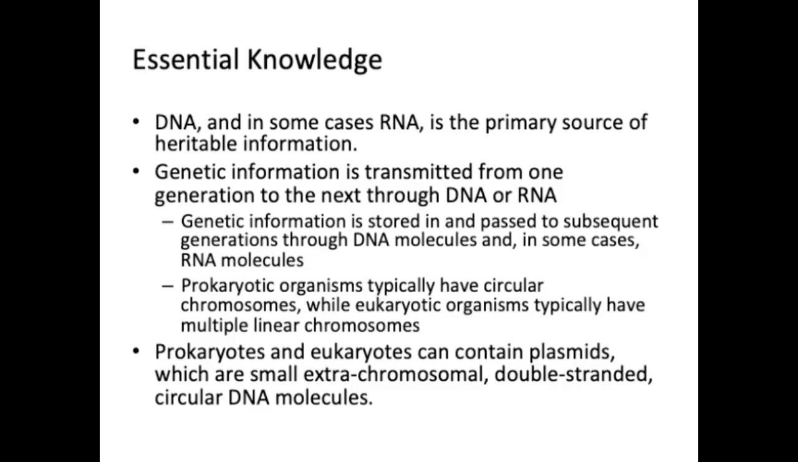And then we're going to talk a little bit specifically about prokaryotic organisms, which have circular chromosomes, and eukaryotic organisms, which have multiple linear chromosomes. And then prokaryotes and eukaryotes can contain plasmids, which are small extrachromosomal double-stranded circular DNA molecules. So those are the essential knowledge pieces that we're going to gain as we go through this PowerPoint.